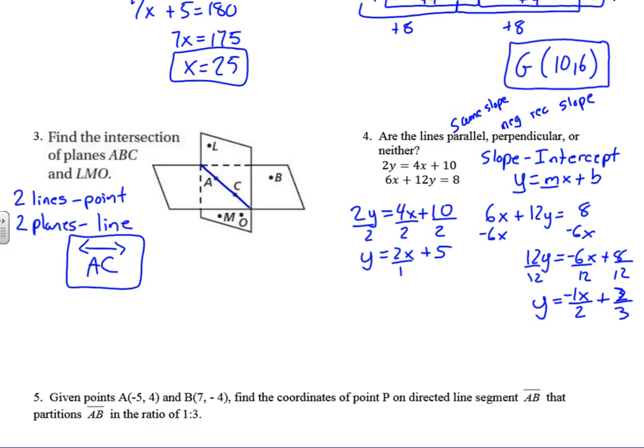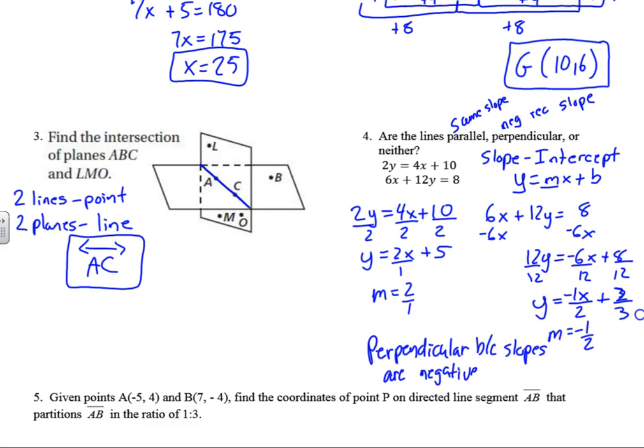So now all we're interested in is the slopes though. The slope for this one was 2 over 1. The slope for this one is negative 1 over 2. So the lines are perpendicular, because the slopes are negative reciprocals. Okay.